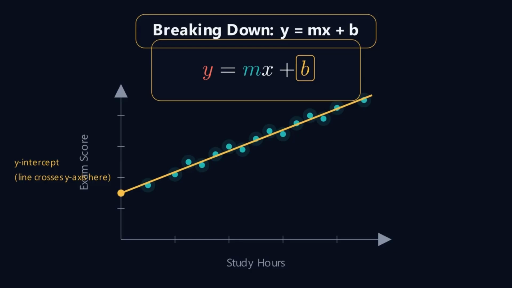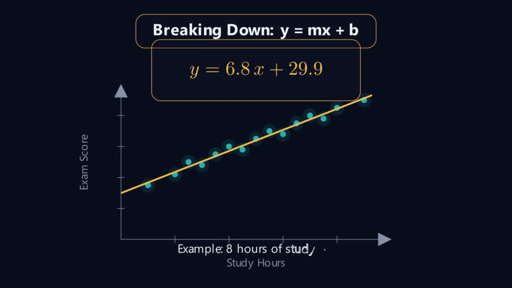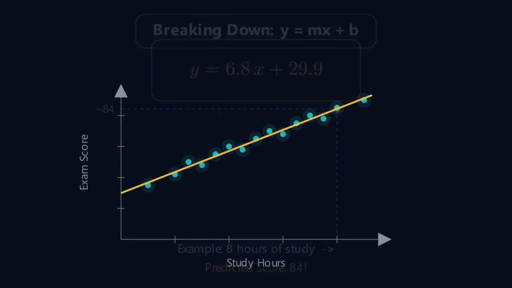For our data, the best fit values are y equals 6.8x plus 29.9. That means every extra hour of studying predicts about 6.8 more marks. Example, 8 hours. Plug in 8 hours, 6.8 times 8 plus 29.9 equals 84. The model predicts a score of 84.